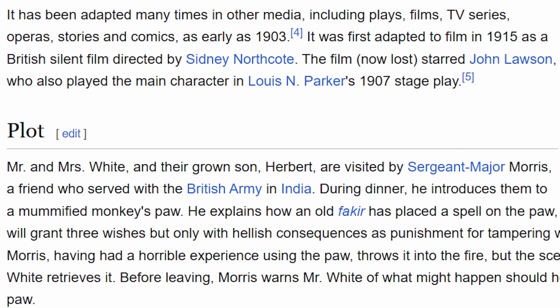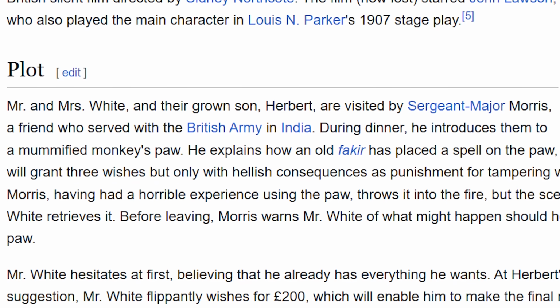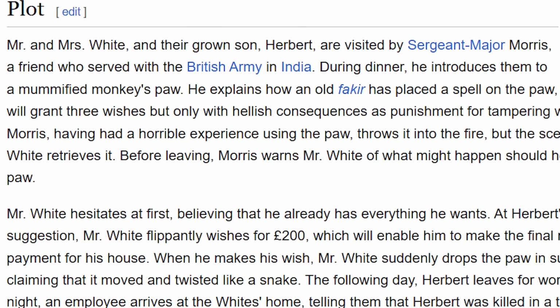Much like Sam's wishes in Be Careful What You Wish For, main character Mr. White's wishes come true, but they come true in the most tragic way possible. For example, he wishes for 200 pounds, currency, to make his final mortgage payment. And he gets that 200 pounds from the company his son works for after his son dies in a workplace accident the next day.